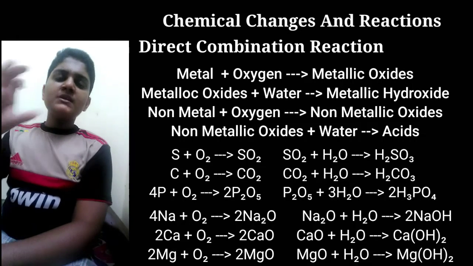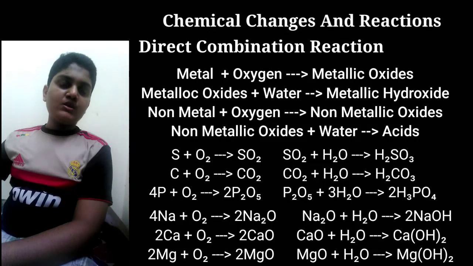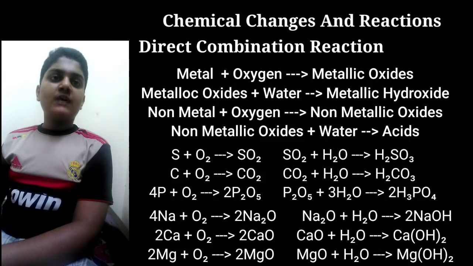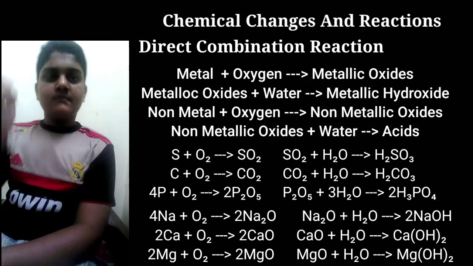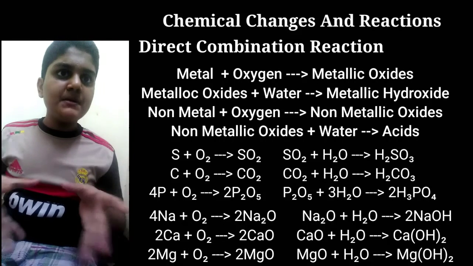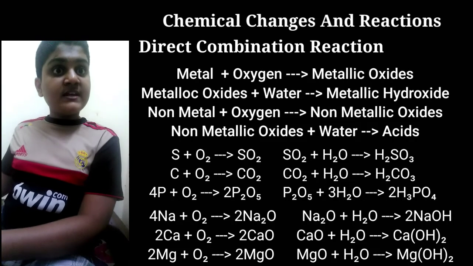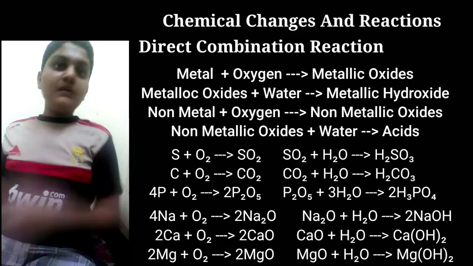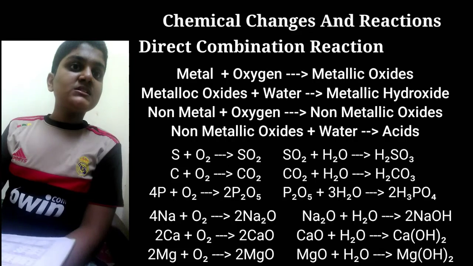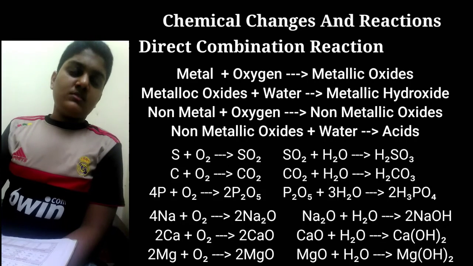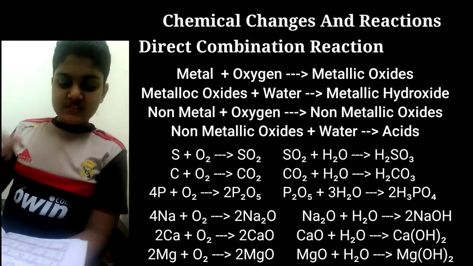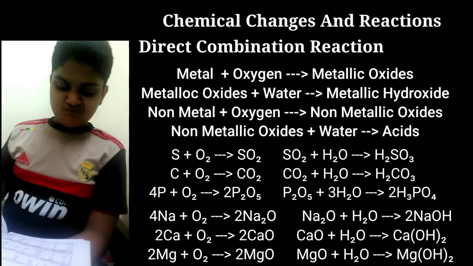So metal plus oxygen gives metallic oxide. Metallic oxide plus water gives metallic hydroxide. Simple? I hope it is simple. Next is oxidation of non-metals. That is non-metal plus oxygen. It gives a non-metallic oxide, or we call it an acidic oxide.